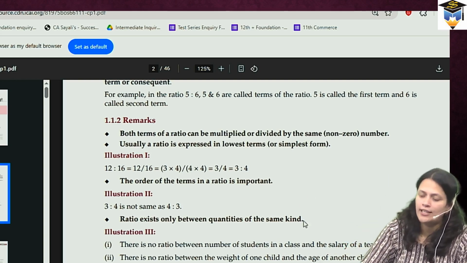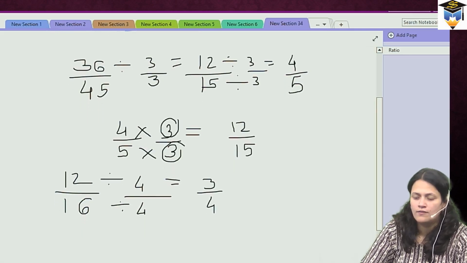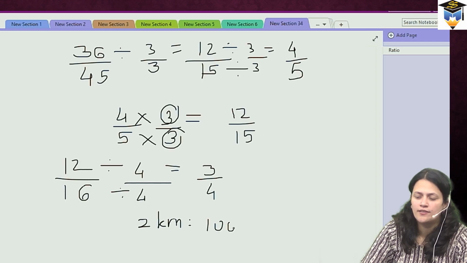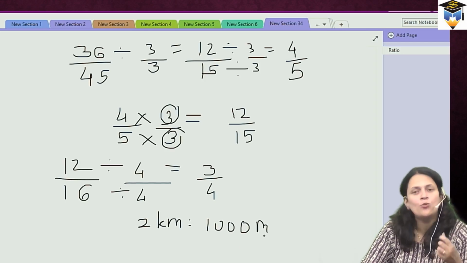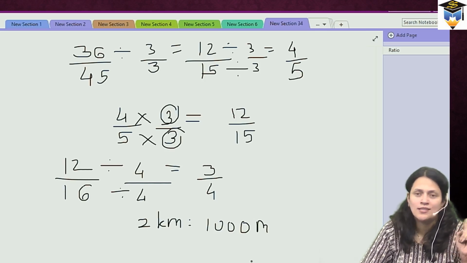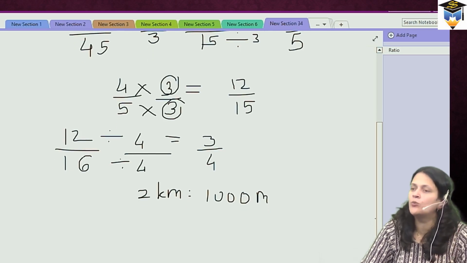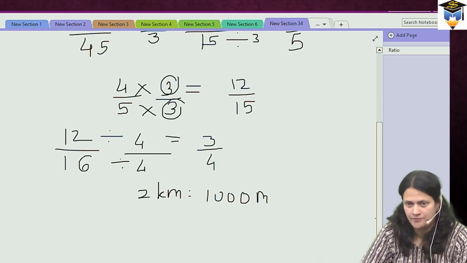But if I tell you that you have to find out a ratio of 2 kilometers is to 1000 meters. Now here the quantities can be given in different units. But first thing that you have to remember, whenever there are two quantities given to you in different units, first convert them to the same unit. Okay, and there is a rule for that.